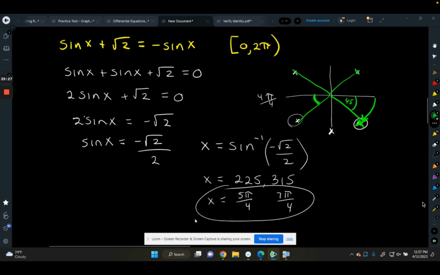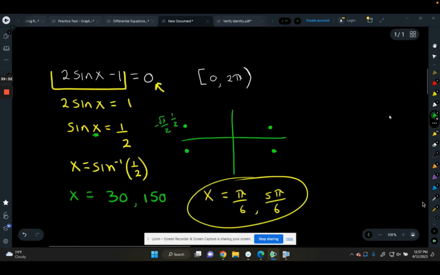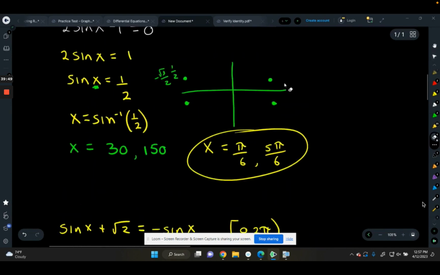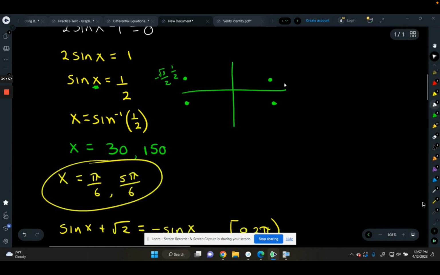Okay, let's just go back and look at this one, okay? So I specifically asked you to solve it using a domain of 0 to 2 pi. Well, if I did not restrict the domain, right? If I didn't restrict the domain, just get this out of my way here. Okay, my answer would be right here and then right here.